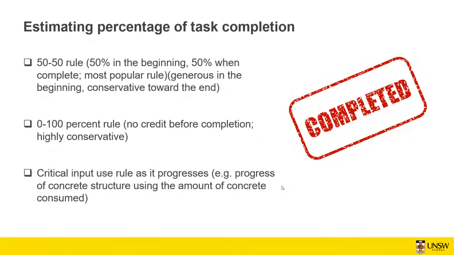The other thing is that you can use a critical input as it progresses. For example, you want to make a concrete structure, and you can use the amount of concrete it consumes. So this concrete structure, for example, uses 100 cubic meters of concrete, and based on how much concrete you've used so far, if you use, for example, 30 cubic meters, it means 30% completion. If you use 70 cubic meters, it means 70% completion, and so on. So there is no single rule. The project manager decides how they want to evaluate the task completion.